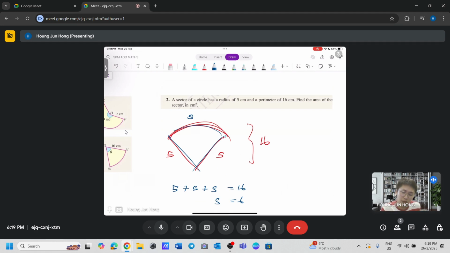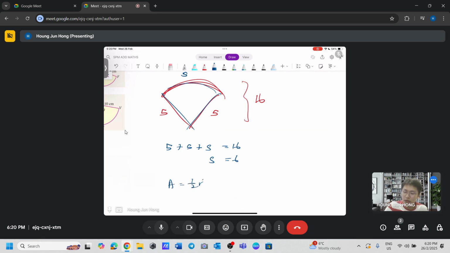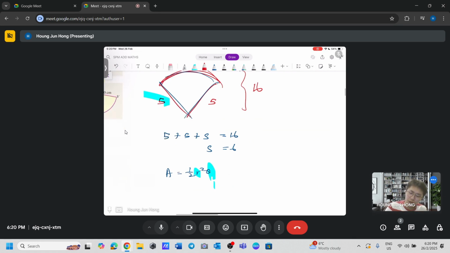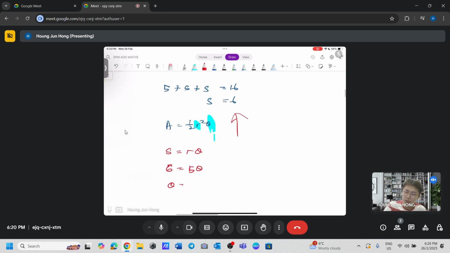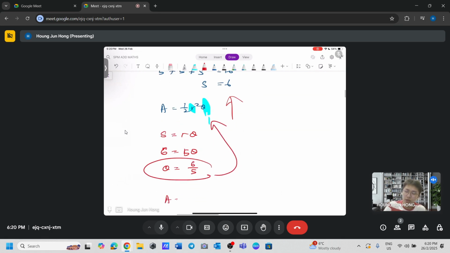And with that, what do you find next? Area of the sector. Area is half r squared theta. Do we have r? Yes, r is already given, but we don't have theta. How do you find theta? We have to find it from the information given. Again, you should remember the formula S equals r theta. So 6 equals 5 theta, so theta would be 6 over 5. Now come back over here, half r squared theta, half times 5 squared times theta. Then you get the answer 15.